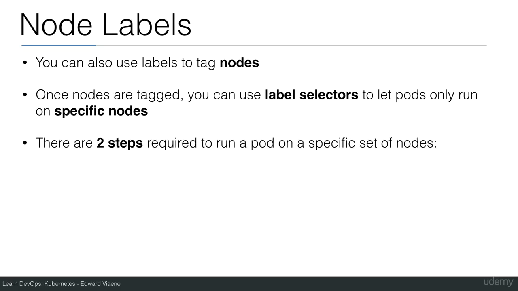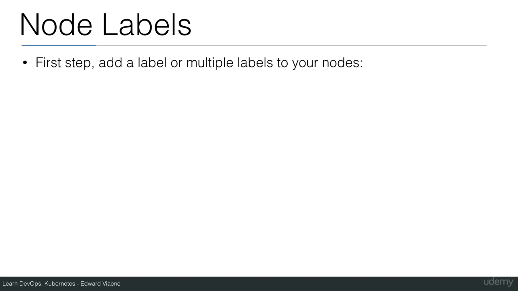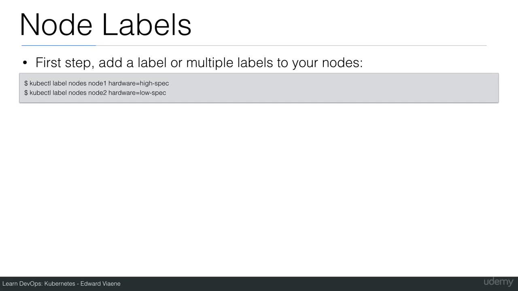There are two steps required to run a pod on a specific set of nodes. First, you tag the node itself, then you add the node selector to your pod configuration. It can be to a single pod or a pod template within, for instance, a deployment. The first step is to add a label or multiple labels to your nodes, and you can do that using kubectl label nodes. You just specify the node name and then the label that you want to give it using key equals value.